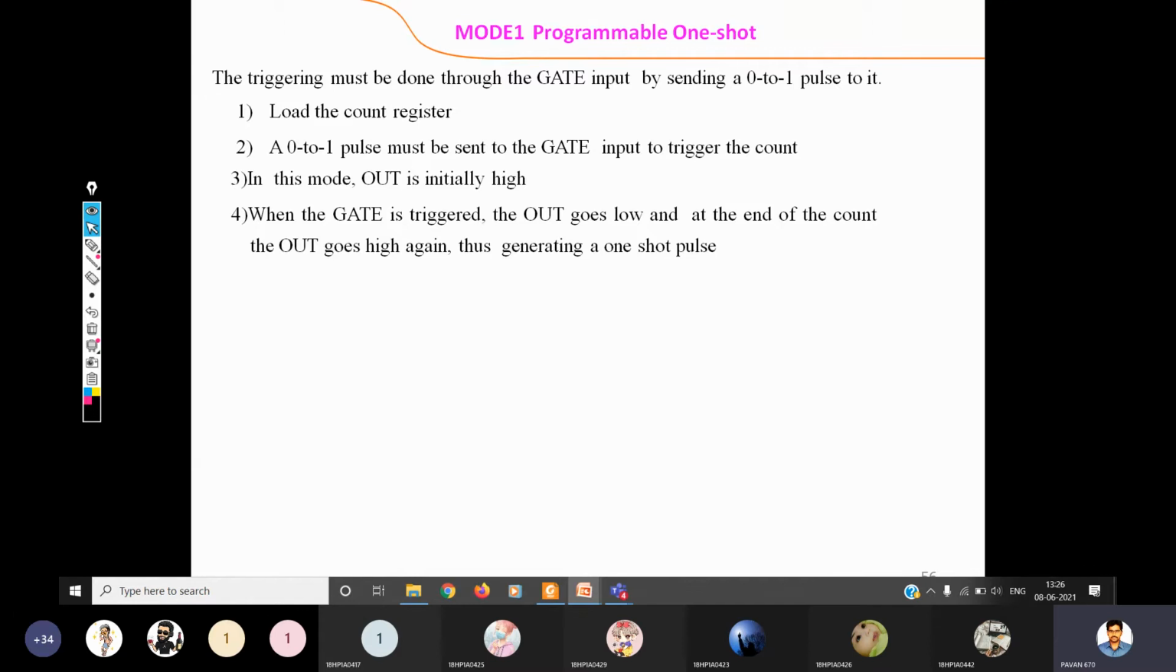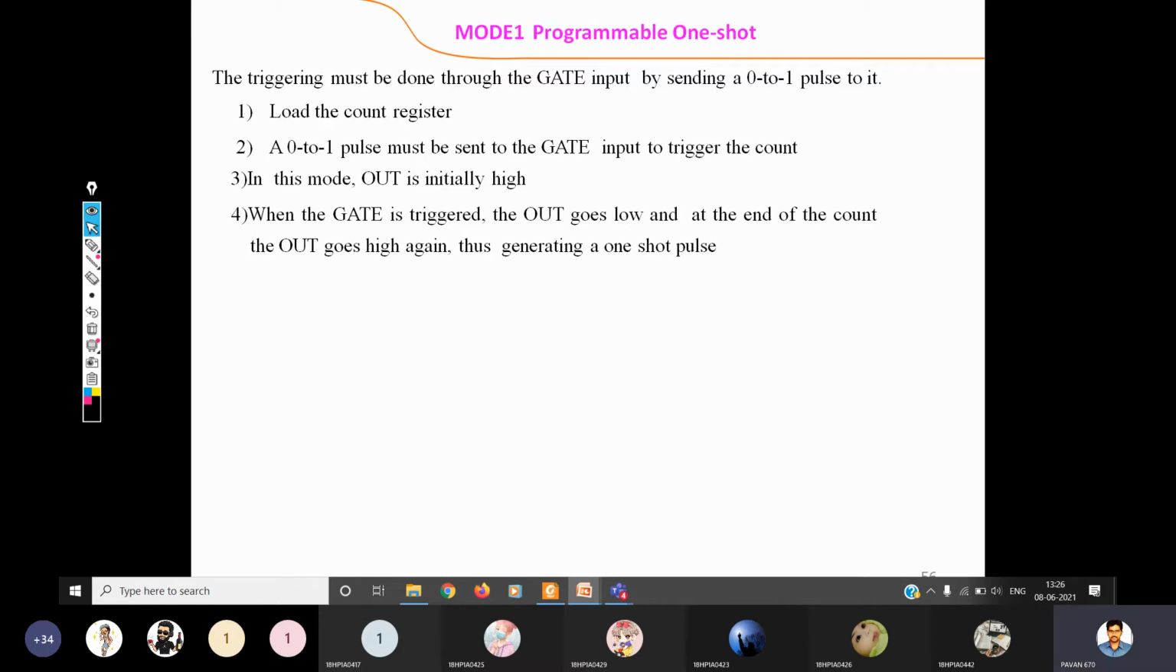In this mode, initially the out signal is high. In the earlier mode 0, what did we say? The out signal is initially low, even after the count value is loaded into the register, and only when the counter register value reaches the terminal count does the out signal become high. That's the operation in mode 0.